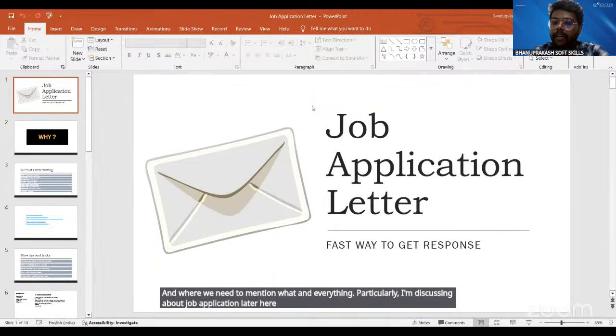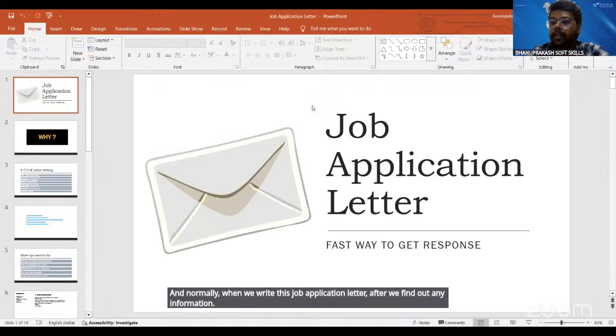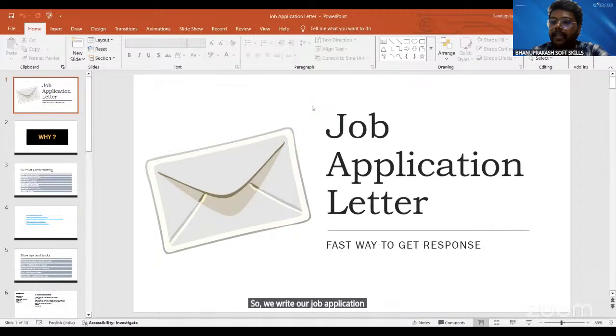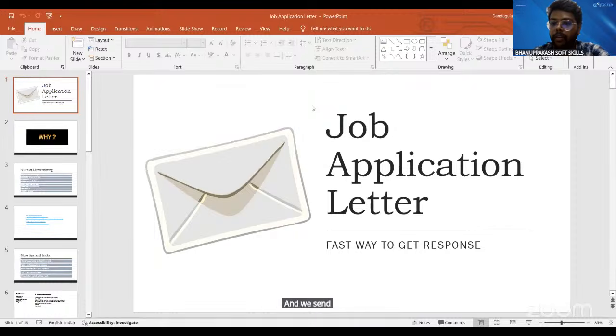Normally when we write a job application letter, after we find any information like contact information for an HR or a recruiter, we write our job application letter saying that I am the right candidate, looking forward to the interview. We attach some files like our CV, educational documents, and certifications, and we send it to the recruiter.